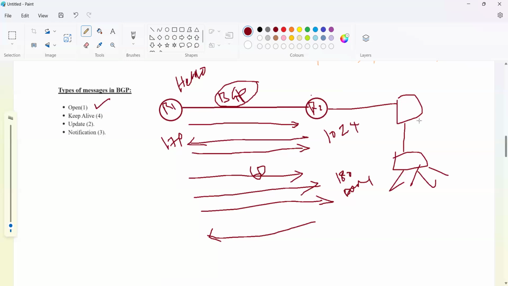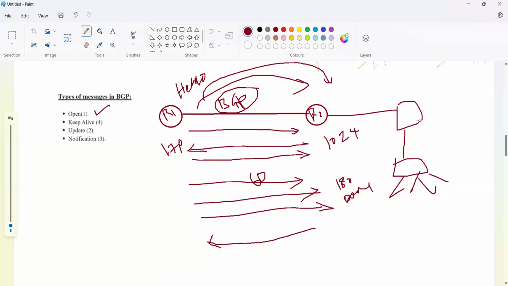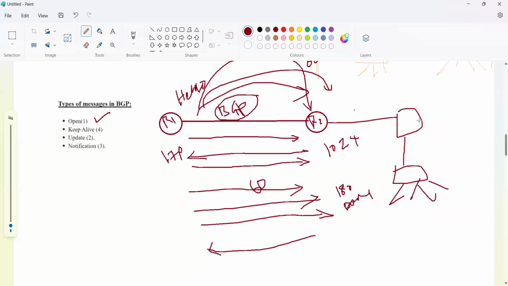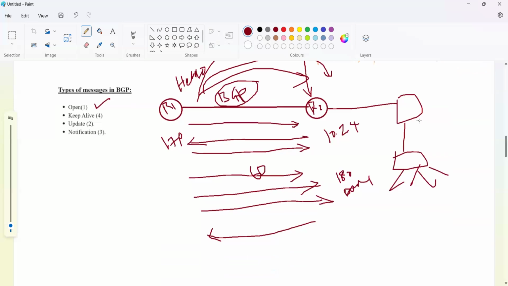It works every 60 seconds. Every 60 seconds, it will send keep alive messages: are you available or not? Are you alive or not? Router 1 is sending to router 2, are you available or not. Every 60 seconds, it will send the neighborship message. These are the types of messages. Got it?